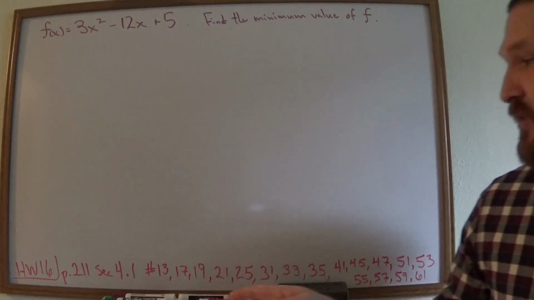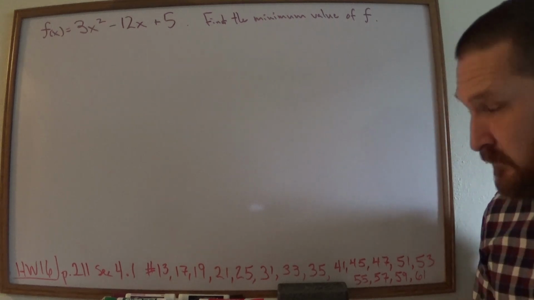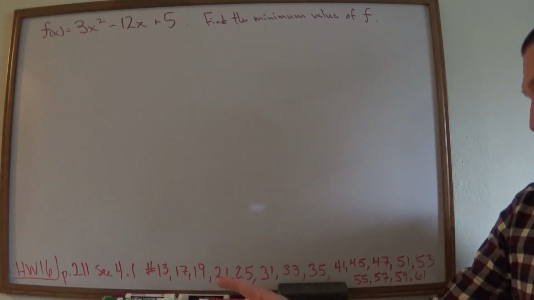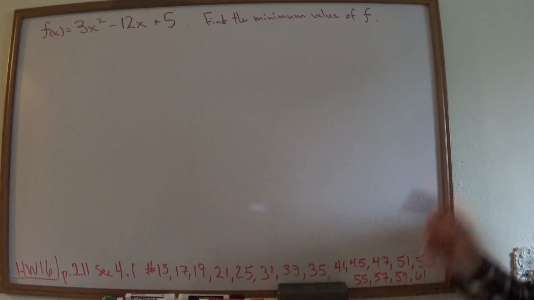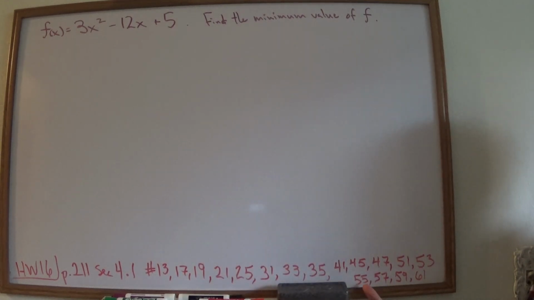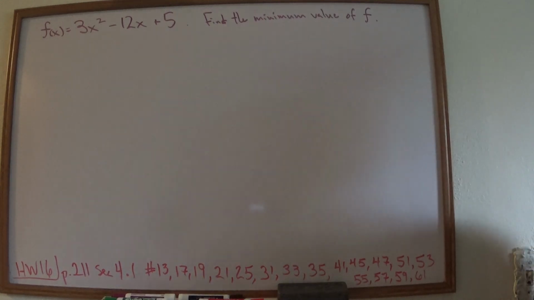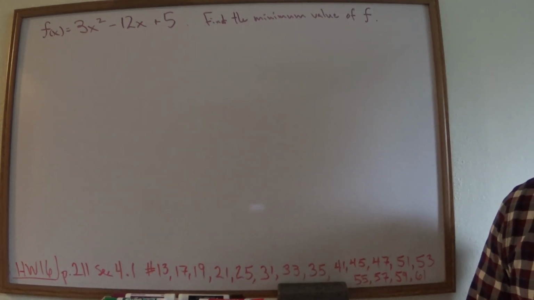Homework 16, page 211. We are jumping back to chapter 4, so we're in 4.1. Number 13, 17, 19, 21, 25, 31, 33, 35, 41, 45, 47, 51, 53. Don't miss these: 55, 57, 59, and 61. It's a lot, but it's not hard stuff. You'll see what we're doing today.